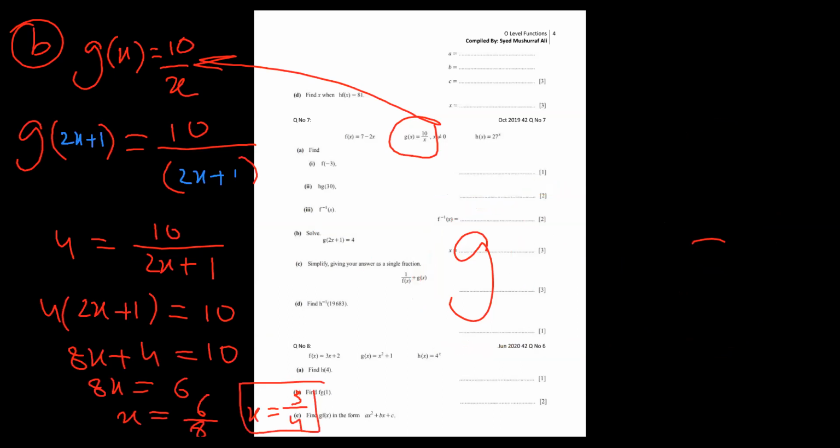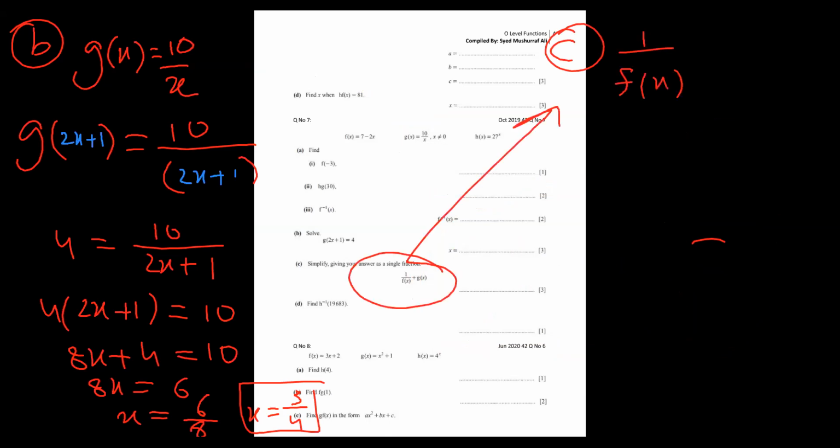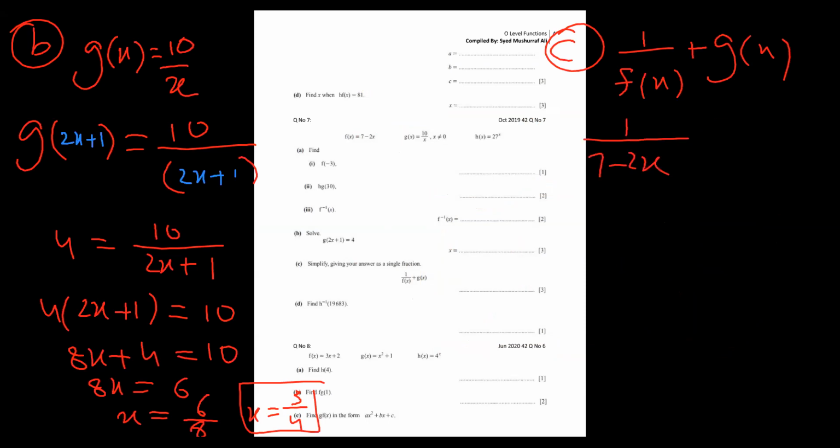This part is over. Let's go for the next part, which is part C. What does part C say? This one I'm copying here: 1 over f of x plus g of x. First of all, I will copy the values. What is f of x? f of x is 7 minus 2x, so I'm copying 7 minus 2x in the denominator. And what is the value of g of x? 10 by x. So I'm copying 10 by x.